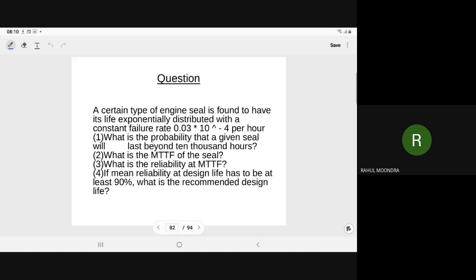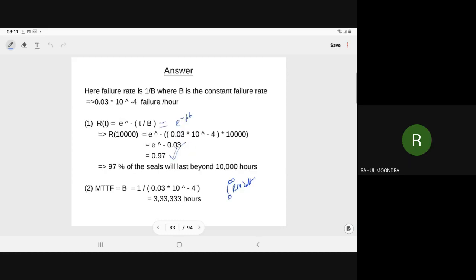So it is a very standard question for competitive exams. If the reliability at design life has to be at least 90%, what is the recommended design life? So if we want reliability to be 90%, then what is the design life?